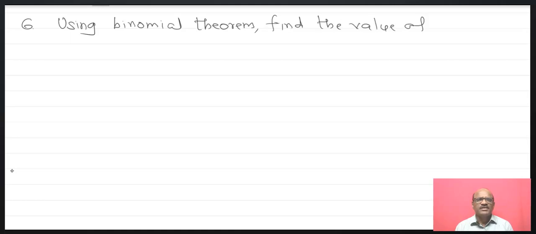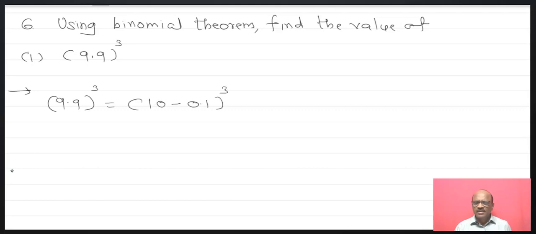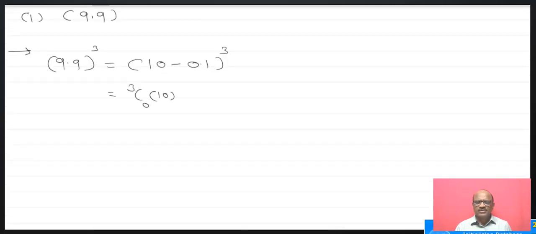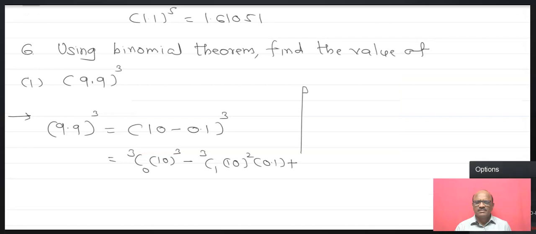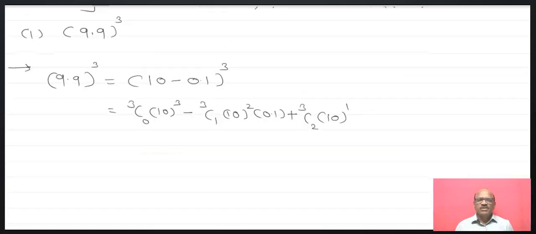Using the binomial theorem, find the value of 9.9 bracket raised to 3. Now 9.9 bracket raised to 3 can be written as 10 minus 0.1 bracket cube. Now using the binomial theorem, we will find its value, that is 10 minus 0.1 bracket raised to 3.